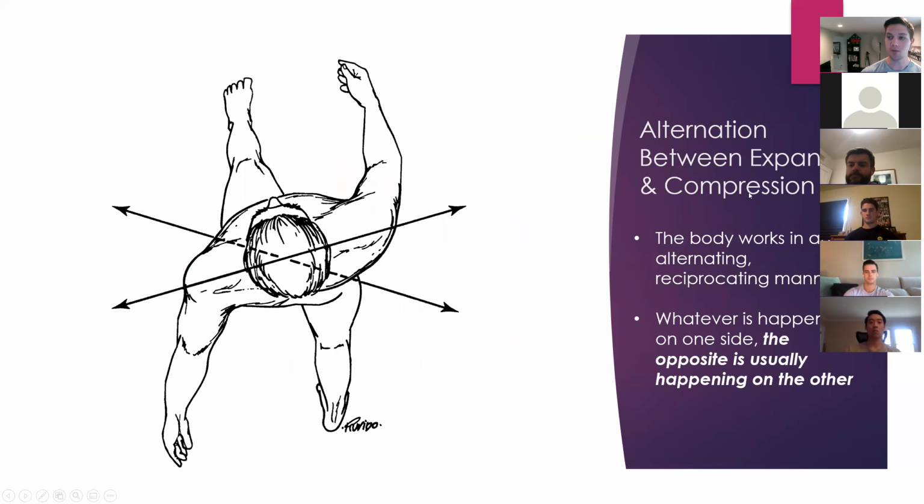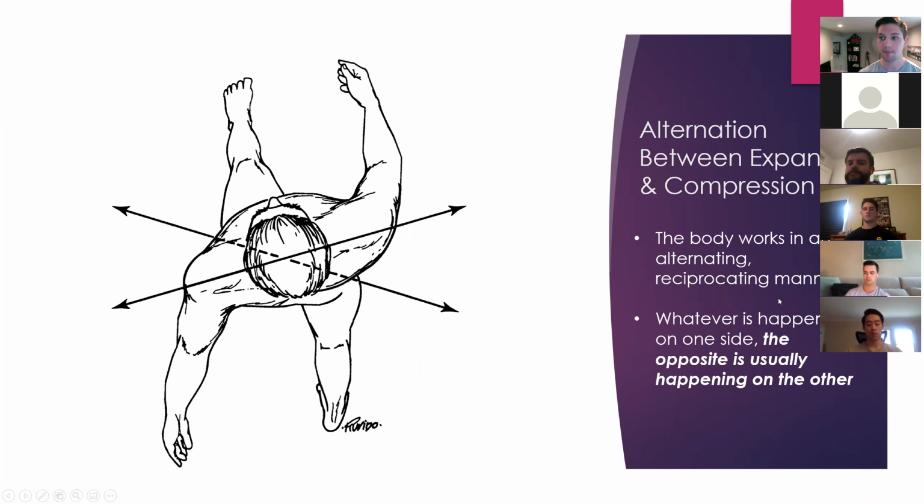So ultimately, the body works in an alternating and reciprocal fashion. So when we do a barbell squat, we're teaching the body to do the same thing on both sides at the same time. Nothing wrong with that inherently, but I think it's important to appreciate that we also have expansion going on one side, compression going on the other, depending on where we are in gait, depending on where we are within a movement. A good rule of thumb with gait is whatever is happening on one side of the body, the opposite is usually happening on the other.